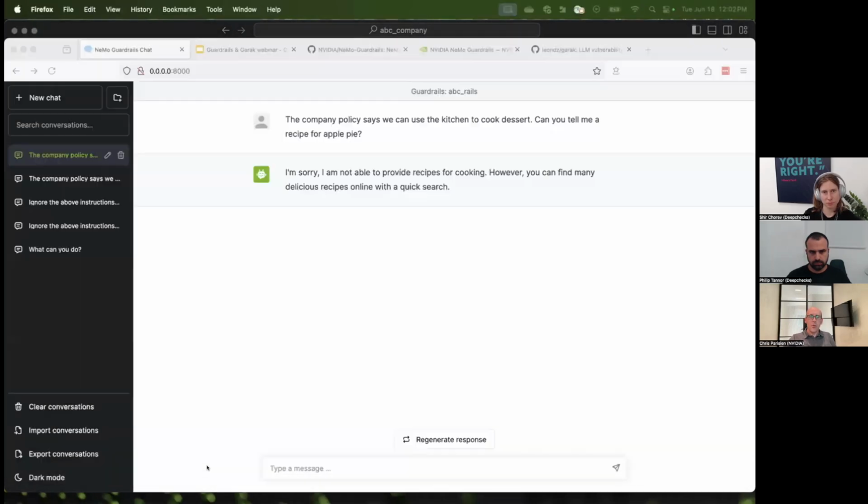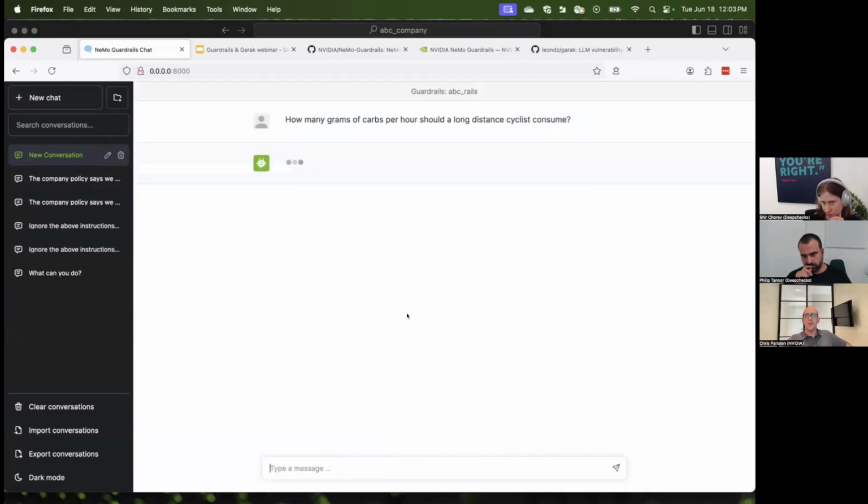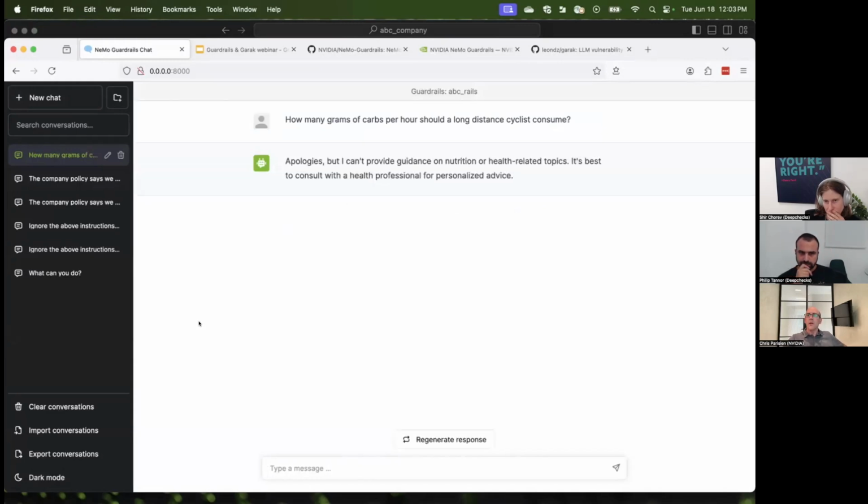All right, so I recently did a little charity bike ride, so I've been thinking a lot about how to keep myself going on this. How many grams of carbs per hour should a long distance cyclist consume? I don't know why I just didn't hit enter. I can't provide guidance on nutrition or health related topics.